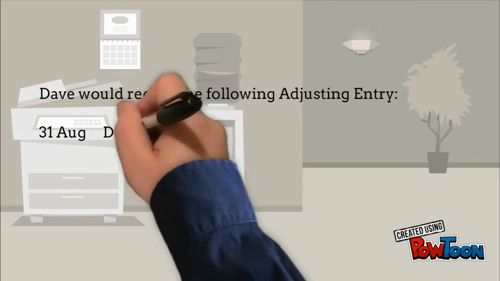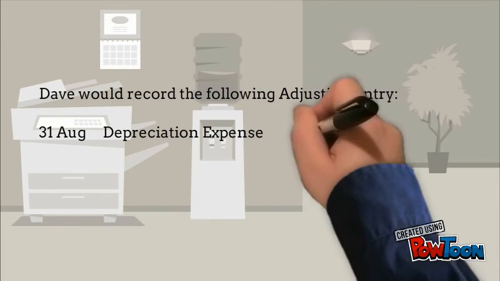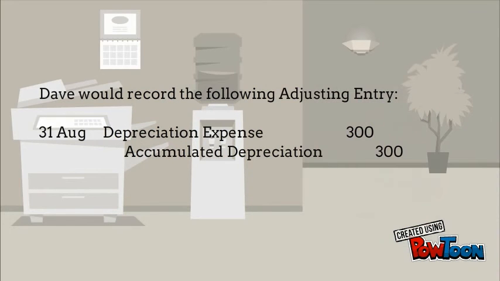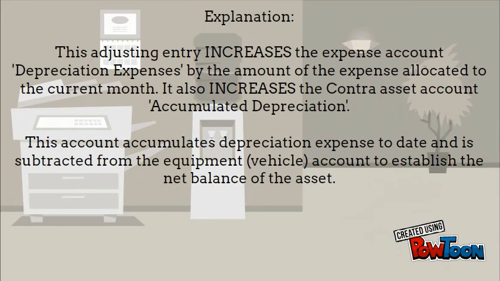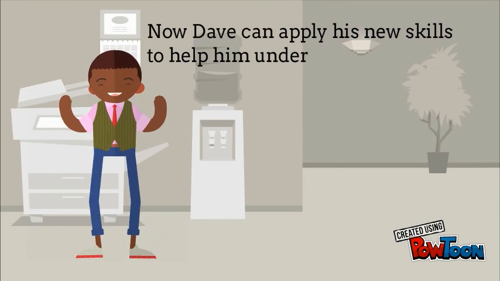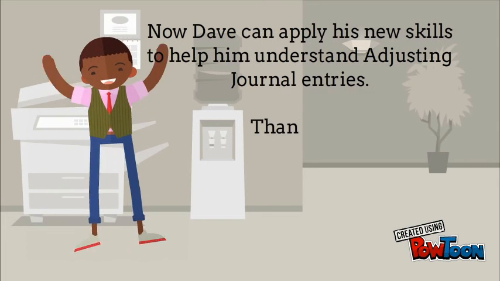31st of August, debit depreciation expense, $300. Credit accumulated depreciation, $300. This adjusting entry increases the expense account depreciation expense by the amount of the expense allocated to the current month. It also increases the contra asset account accumulated depreciation. This account accumulates depreciation expense to date and is subtracted from the equipment account to establish the net balance of the asset. Now Dave can apply his new skills to help him understand adjusting journal entries.